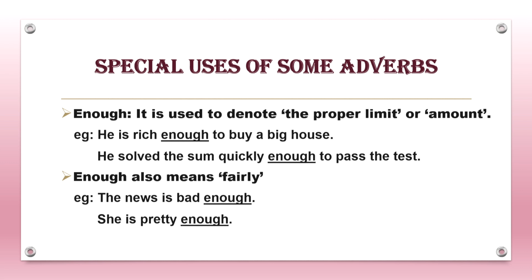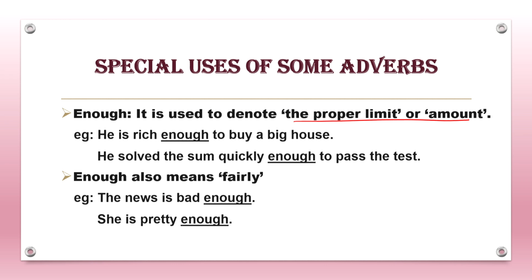Now, moving on, we will do some special uses of adverbs. Here I will discuss some rules. They are important for your exams, so please remember them. Now, the first adverb is enough. Enough is used to denote the proper limit or amount. For example, he is rich enough to buy a big house. He solved the sum quickly enough to pass the test.